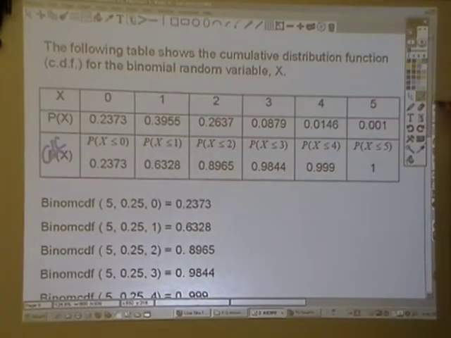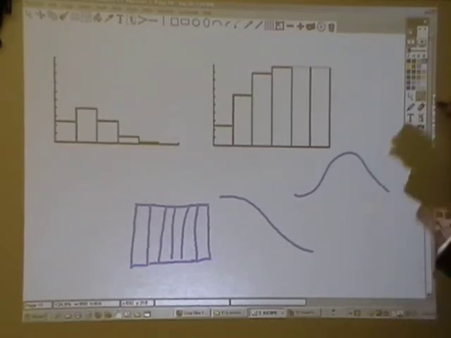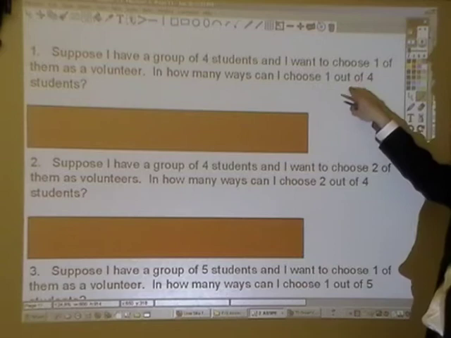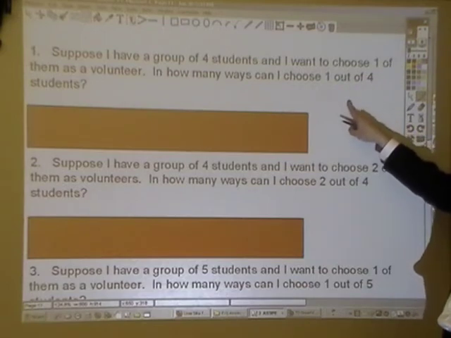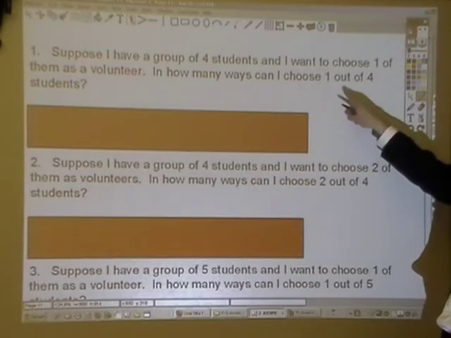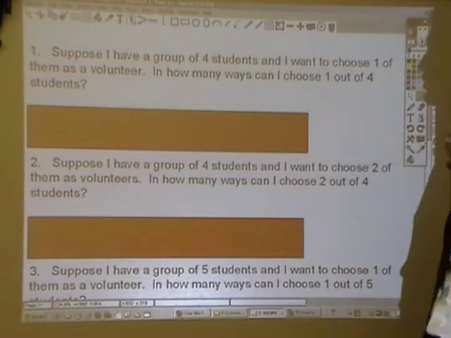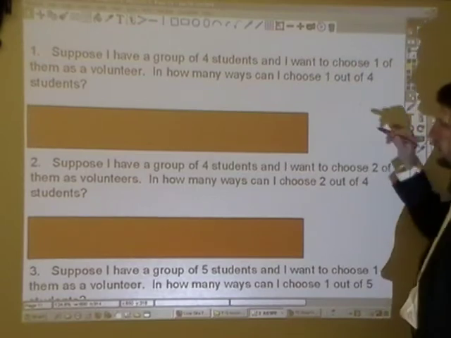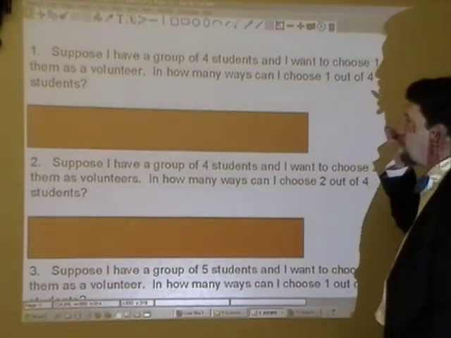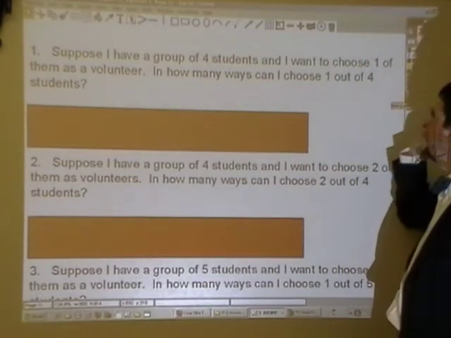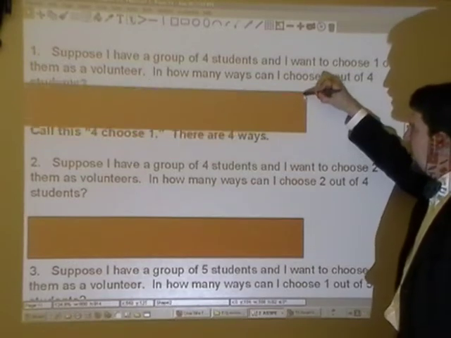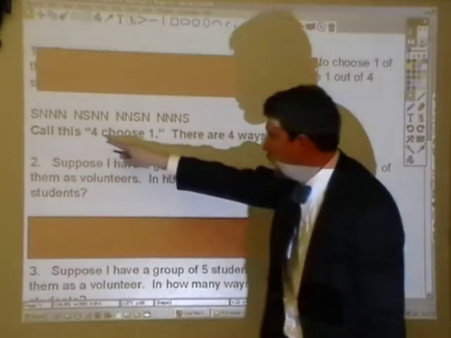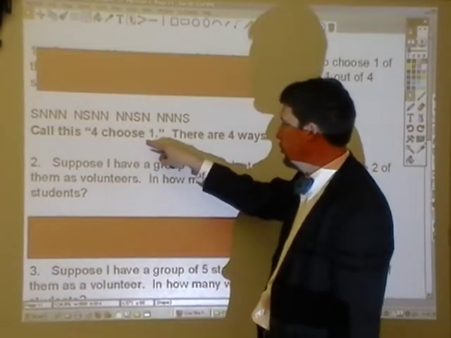So let's go on here, and I love this part. This is like my favorite thing ever. Suppose I have a group of 4 students and I want to choose one of them as a volunteer. How many ways can I choose one out of 4 students? I call this the garage door of knowledge. The answer is there are 4 ways, and we call this 4 choose 1.